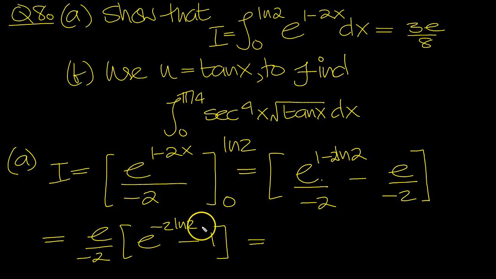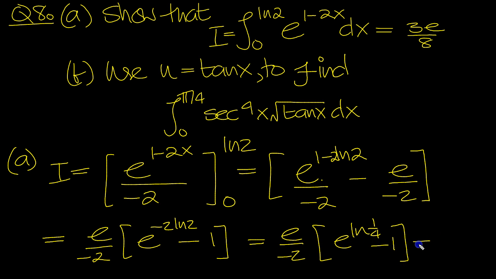Okay, so move the 2 up. So we've got e over minus 2. This 2 can be here, and we've got e to the log, and it becomes a power, and it's a quarter, isn't it? Minus 1. So this is equal to, e to the log can cancel each other out. We get a quarter minus 1 is minus 3/4 over 2 becomes 3/8, which is what we wanted to show.